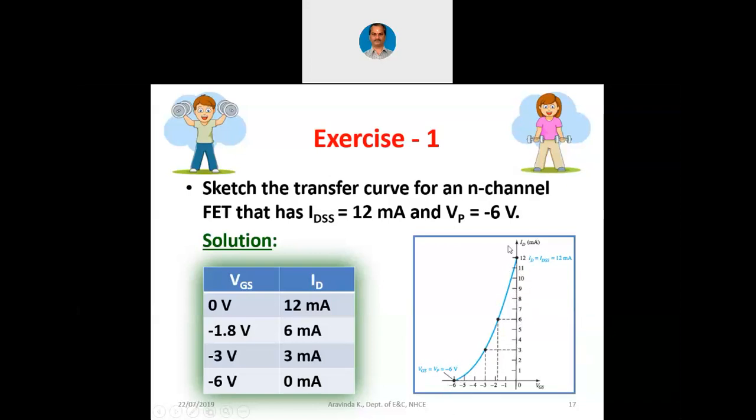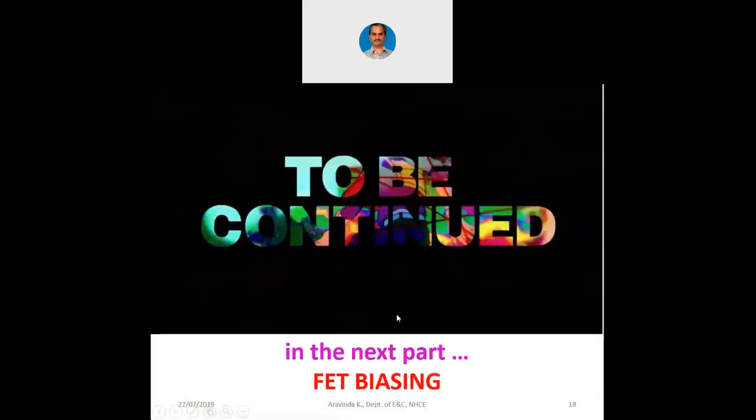So once again I will repeat, you remember when VGS is 0, ID equals IDSS. When VGS is Vp, ID equals 0. But when VGS is 0.3 Vp, ID is IDSS by 2. And when VGS is 0.5 Vp, ID is IDSS by 4. That is evident here in this graph as well. Now, let me continue to the next part where we discuss FET biasing.